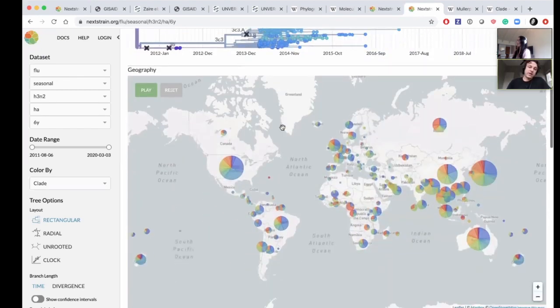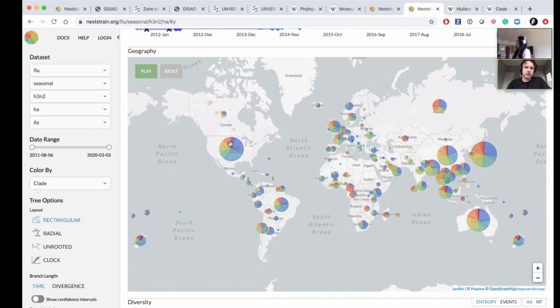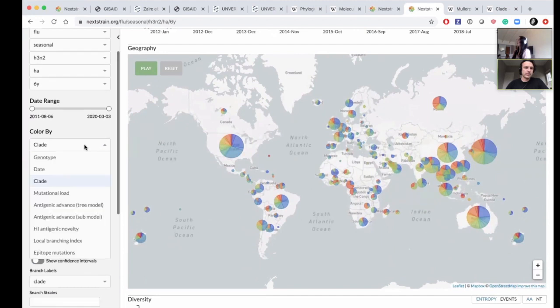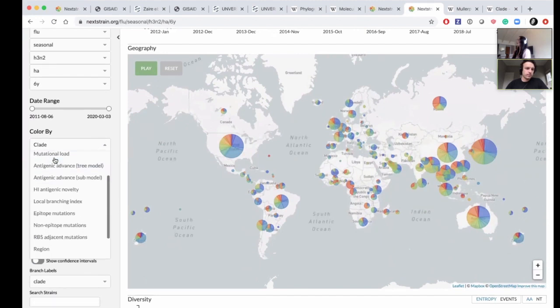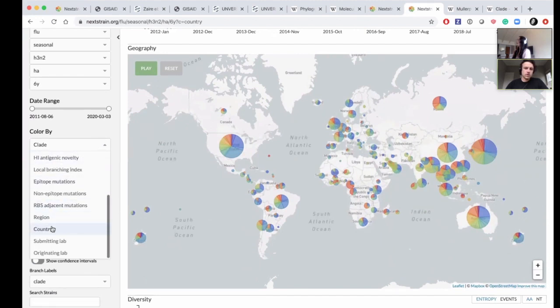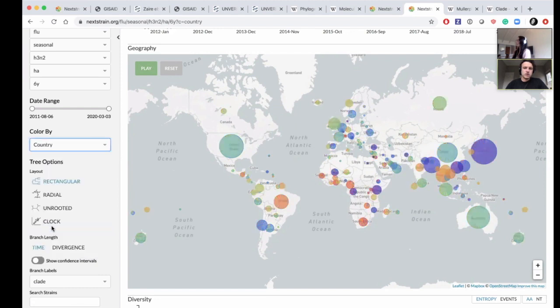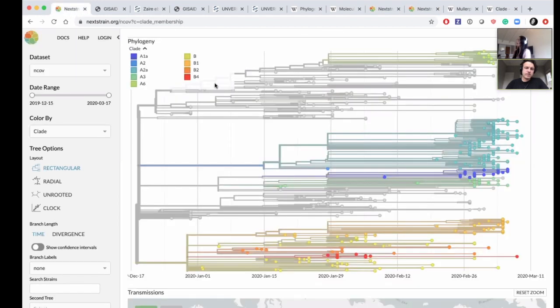A really different way the interface looks in a different context. These can be pie charts. Basically, the map can also display as a pie chart to show the relative frequency of clades, if that's what you're showing. And right now for COVID-19, it's just a little bit too new to be able to color by that. It does have coloring by clade, I'm just not qualified to say what it means.